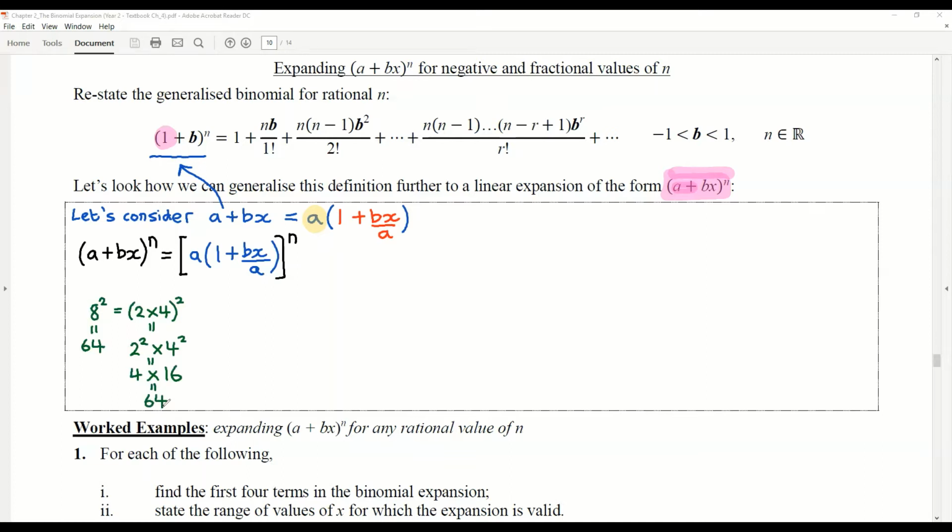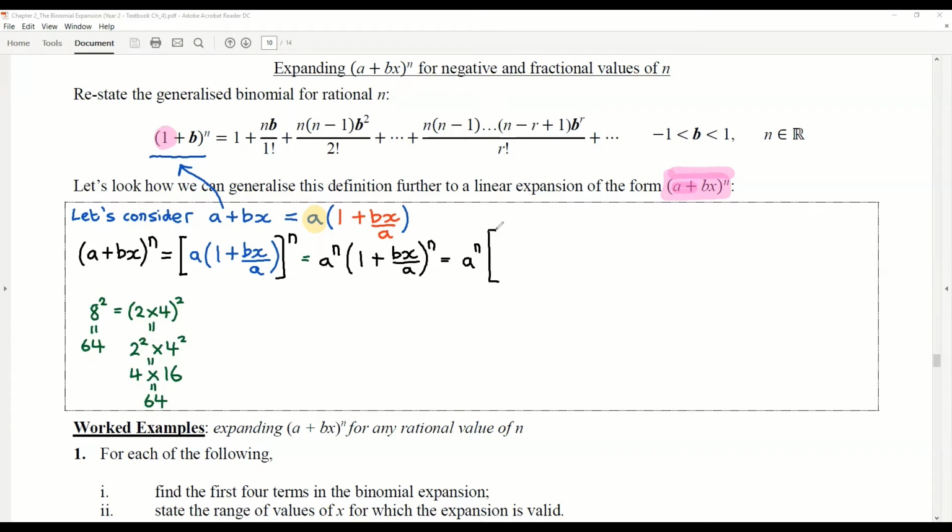So our next step is to, first of all, raise a to the power n. And then we're going to raise the bracket 1 plus bx over a to the power n, because it means the same thing. So what we now have is a position where we can actually do an expansion. So this is going to be a to the power n, and I'm going to open up another big square bracket here.